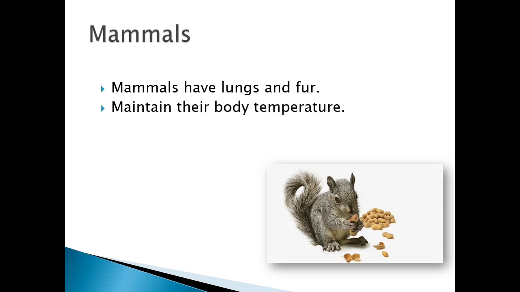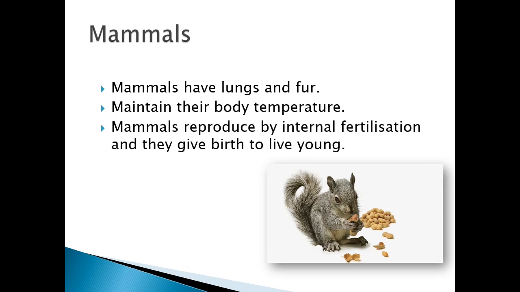Also, we have a constant temperature. In our case, it's about 37.4-ish degrees. It's kept at that temperature, which means that the reactions inside our cells will happen fast enough to keep us alive. But there is a disadvantage, because a lot of our energy is actually used up keeping our bodies warm, which can be quite wasteful. Now, we reproduce internally. I think we all know what that means. They give birth to live young, so they don't lay eggs, for example. Okay, so those are mammals.